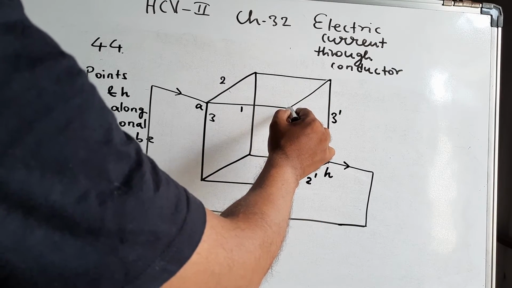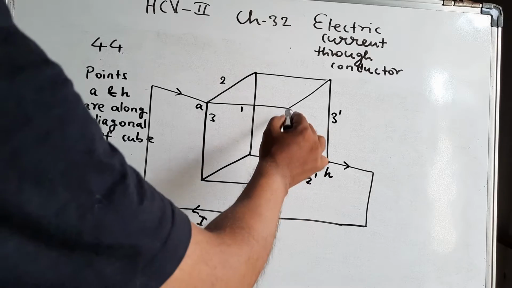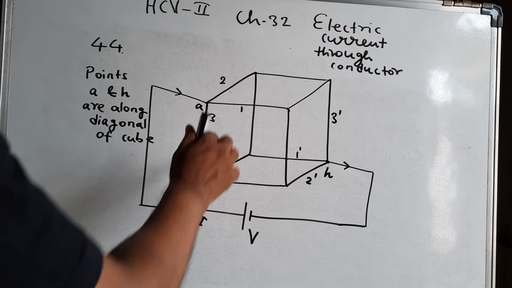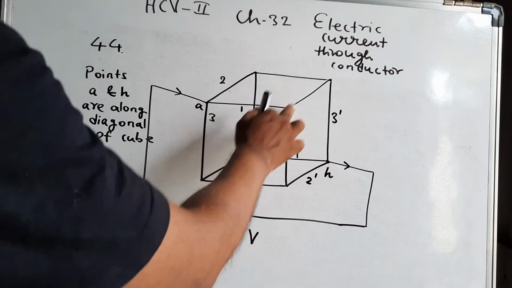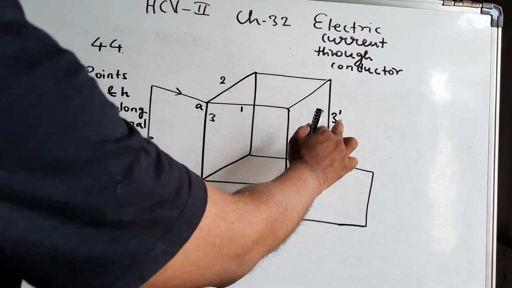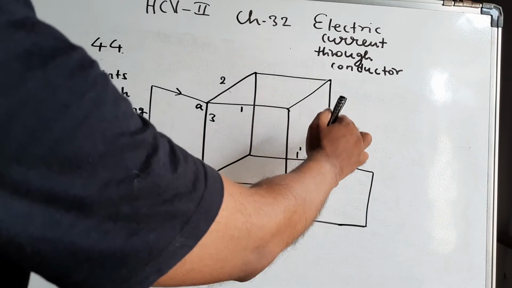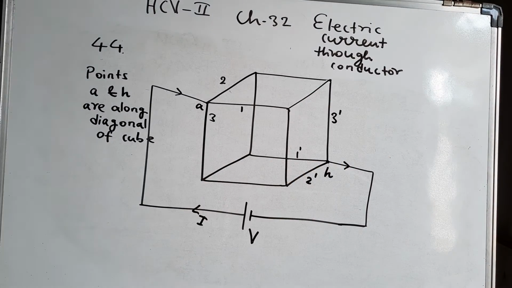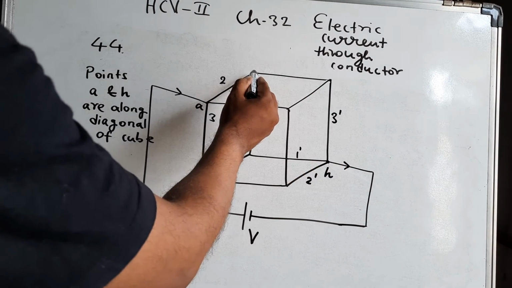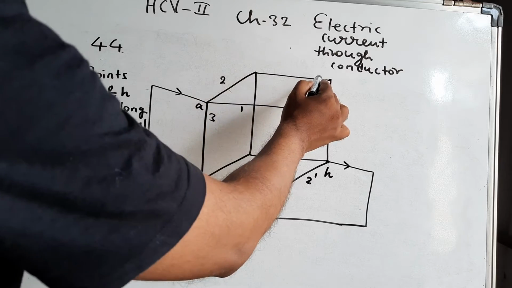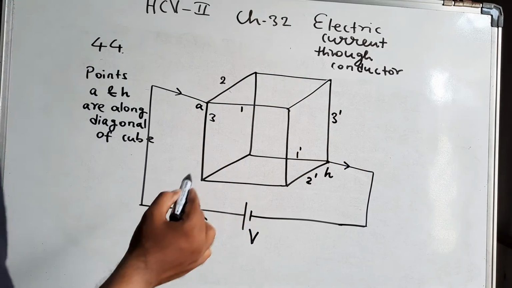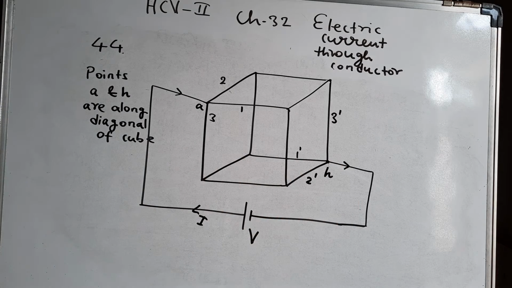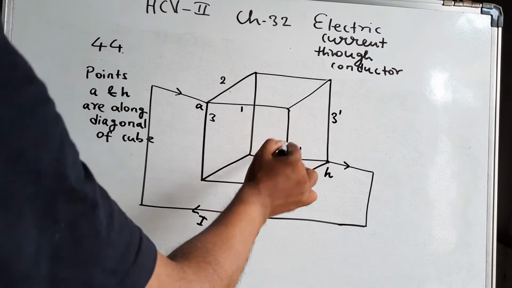Now you can see this path 1 is divided further into two branches. One is attached to 3 dash and the other is attached to 2 dash. So 1 goes to 3 dash and 2 dash. Similarly, 2 is also divided into two branches. One end is attached to 3 dash and the other end is attached to 1 dash. So again 2, 3 dash, 1 dash.